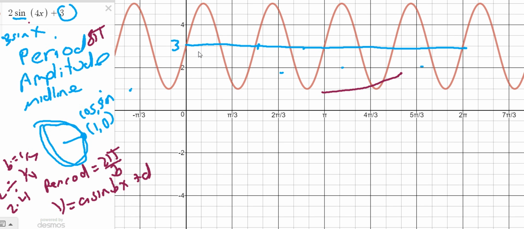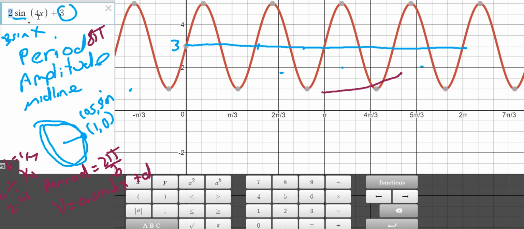Okay. First of all, it's my amplitude. It goes up from 3 to 5 and down from 3 to 1. That's my amplitude. It's going up 2. So 2 pi over 4 is going to be a half pi.